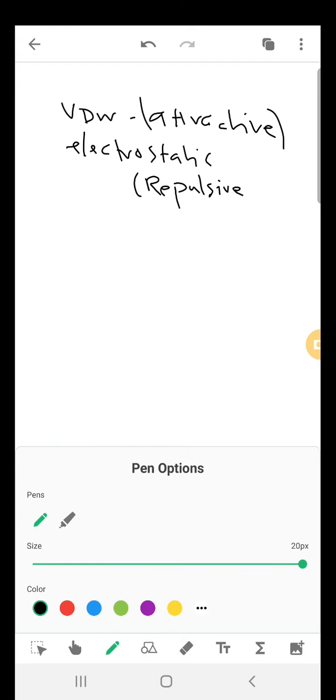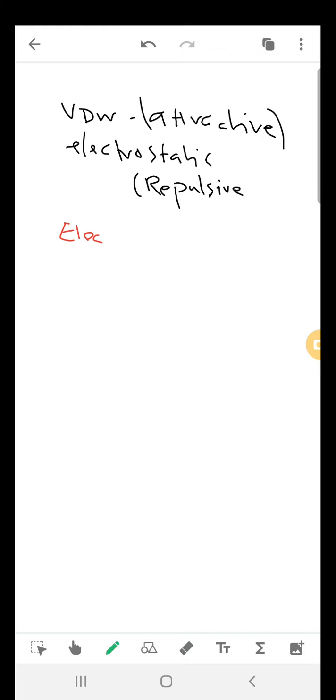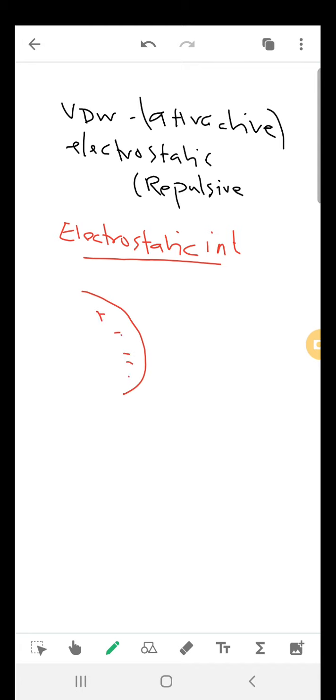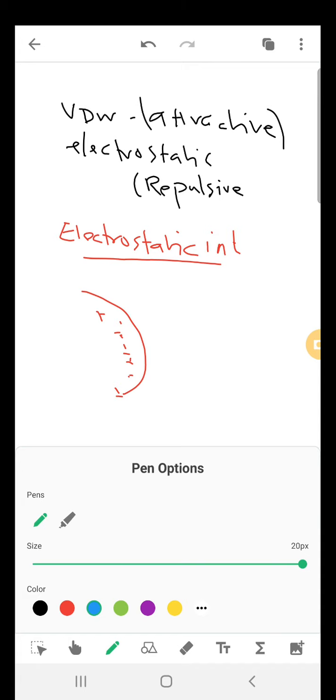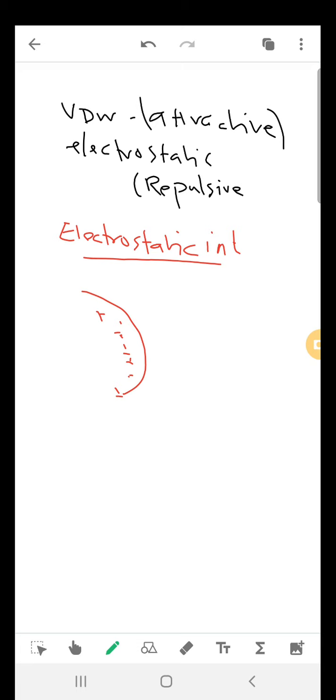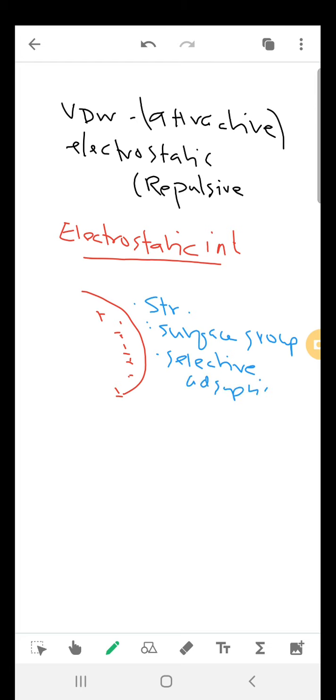Now the electrostatic interaction, try to understand its source. The surface of the colloidal particle is often charged. If we have a surface like this, it can be positively charged or negatively charged, and this charge can be structural in origin, or it can be associated with a surface group, a chemical group on the surface, or it can be a result of some selective adsorption on the surface.